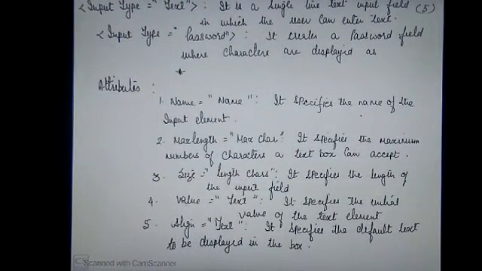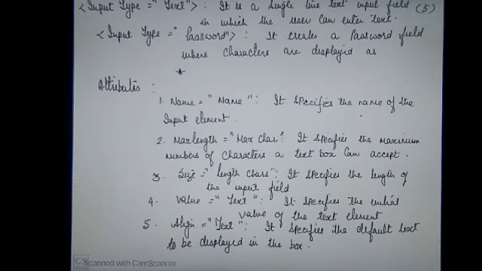Now next is input type equal to text. As the name is indicating, we are going to have a text value. It is a single line text input field in which the user can enter text. And next is input type equal to password. Now because it is a password, whenever we fill in the characters, they will come in the star form.